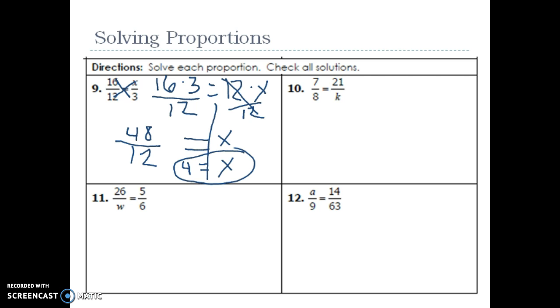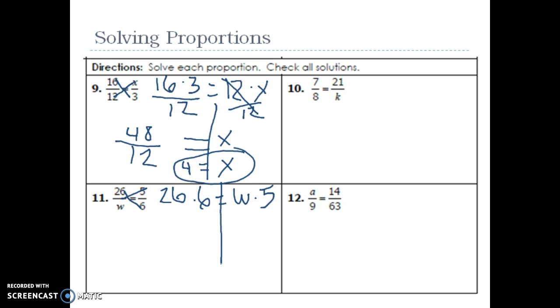Okay, here we go, number 11. So our first cross product, 26 times 6 is going to equal w times 5. So in this case, our variable happens to be on the right. That's okay. And honestly, it doesn't matter. If we would have done w times 5 first and put that on the left side, and then done our 26 times 6, we're still solving for the same variable, same process. So we want to get w by itself. But first, we need to simplify.